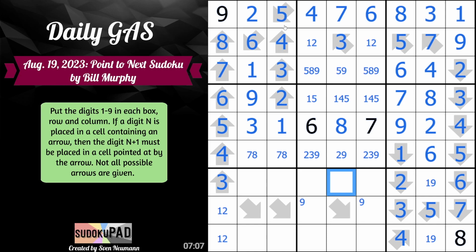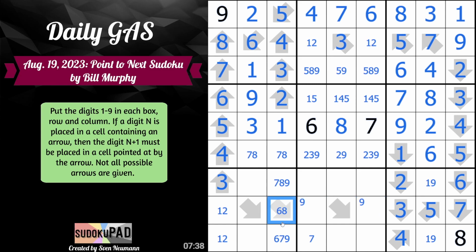1, 2, 3, 4, 5. We need to place 6, 7, 8, 9. 6, 7, 8. Pull out 6. Pull out 7. Pull out 8. And if this is 6, then this is 7. Oh, what did I say? I said 9 can never go on an arrow because we already knew 9 went somewhere here in the box.